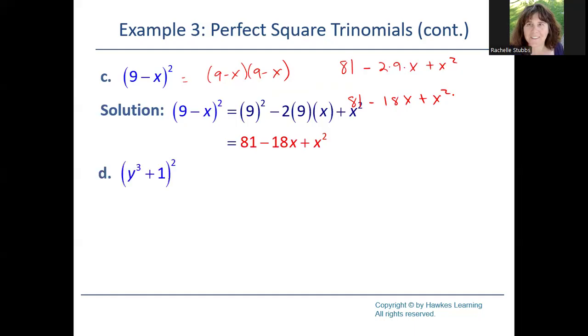Here's another one. y to the third plus 1, squared. What does it really mean? It really means y to the third plus 1 times y to the third plus 1. And y to the third times y to the third is y to the sixth, right? And y to the third times 1 is y to the third. We're going to double that. So that's 2y to the third. And 1 times 1 is 1. That should be our answer.